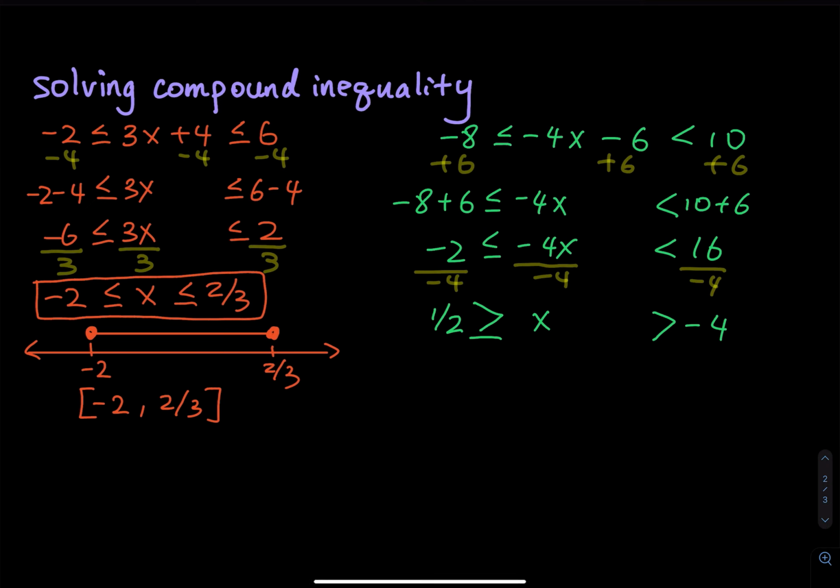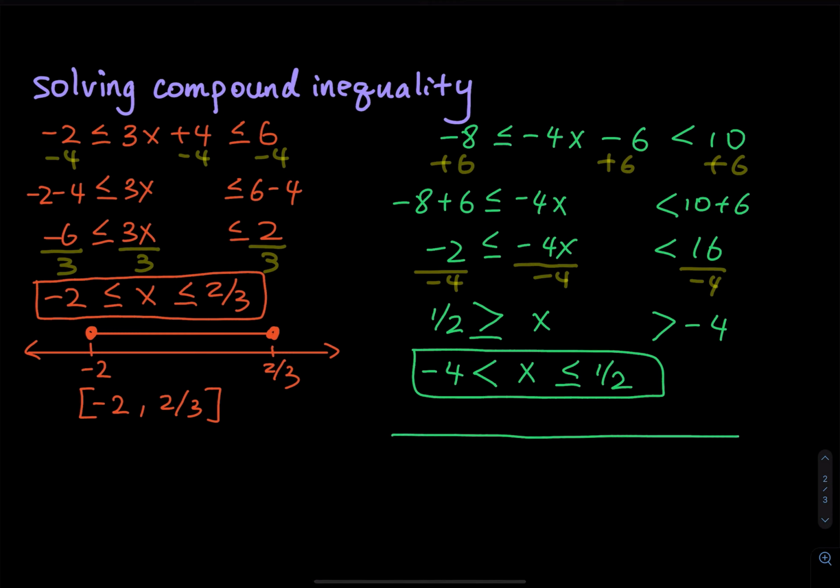When you have answers like that, you can leave it like that. Usually, I recommend students put the smaller number on the left, the bigger number on the right, because that is how the number line works. So just reverse the order. You have -4. Remember, the greater than is attached to the -4. So it's like that, x, and then less than or equal to 1/2. I prefer to write the final answer like this, big number on the right, small number on the left, because that's how the number line works.